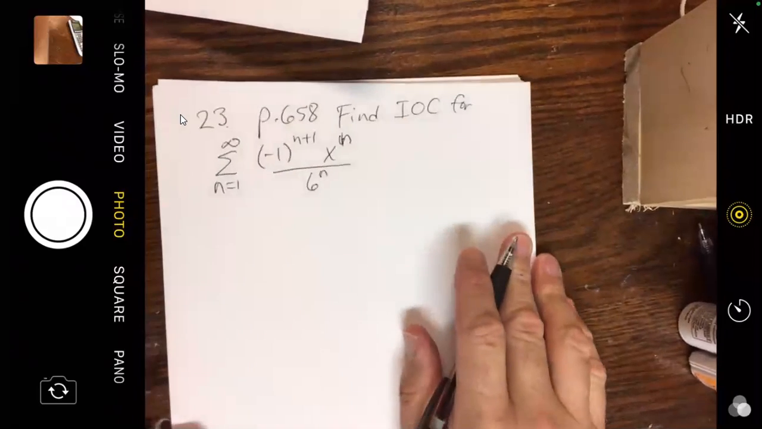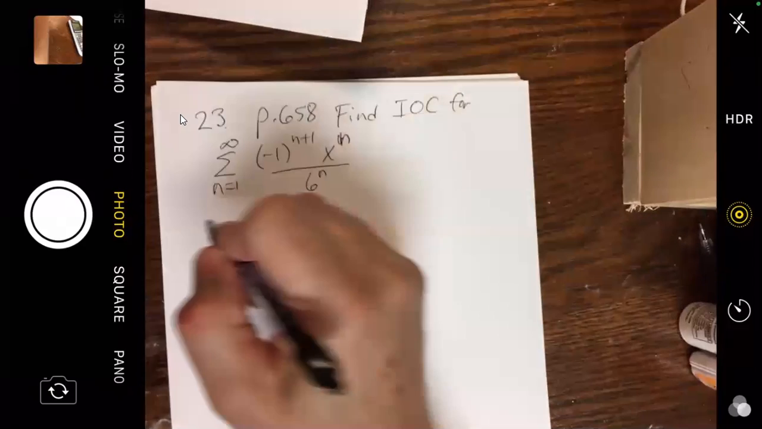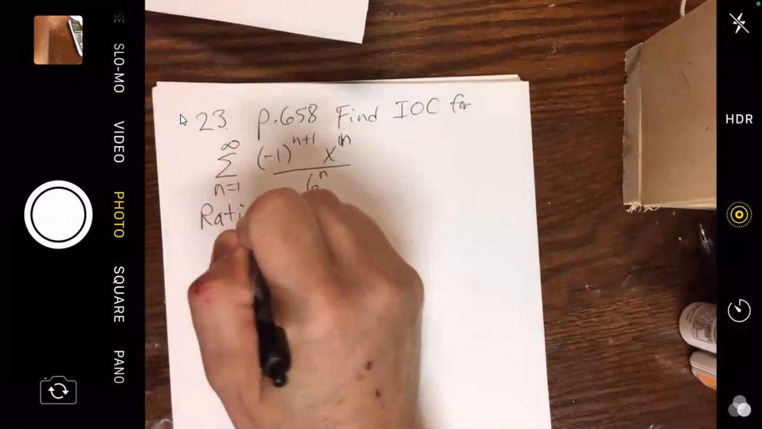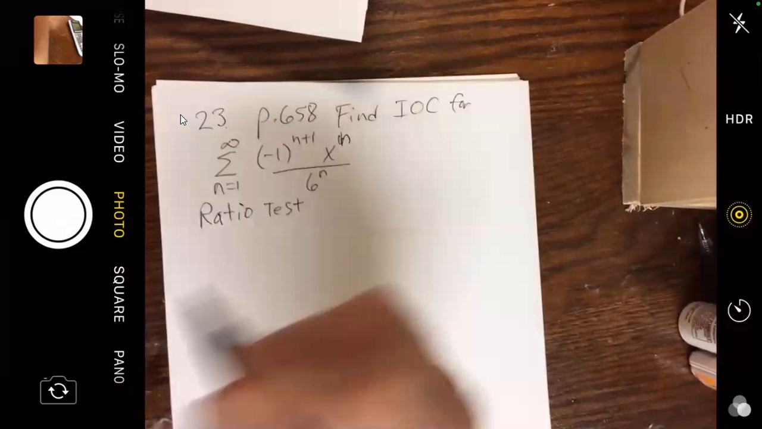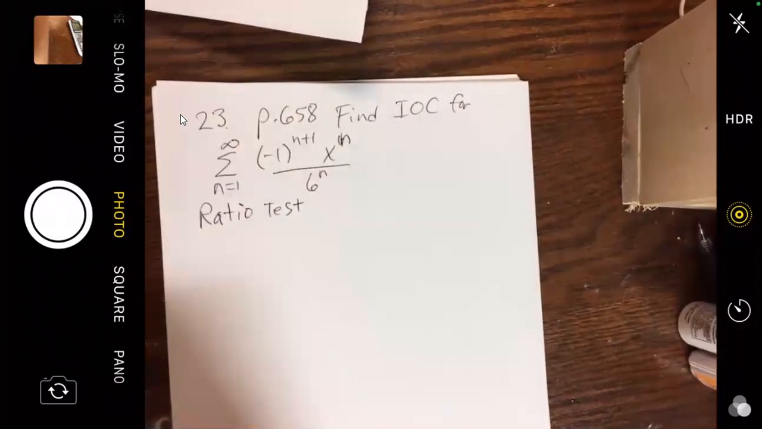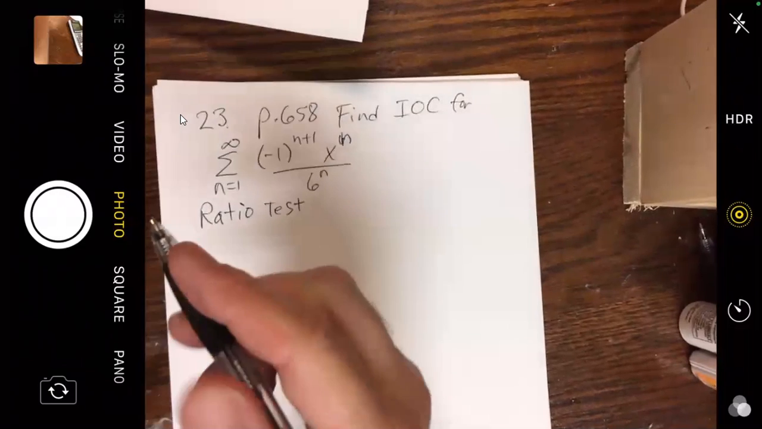All right, let's see if we can do a ratio test on this. I showed you all the steps. That's what made the last one so long, just trying to remind you what a ratio test was. Can we speed it up?